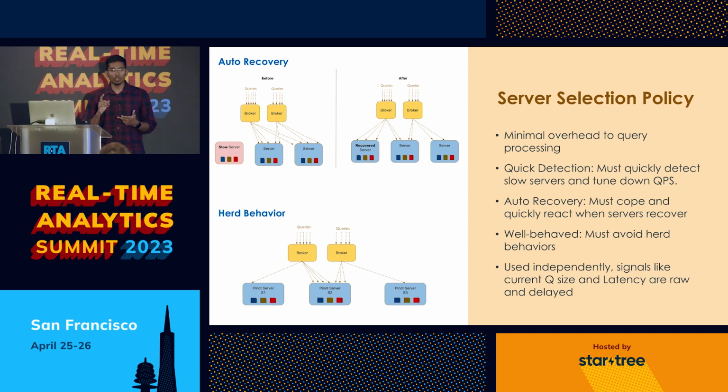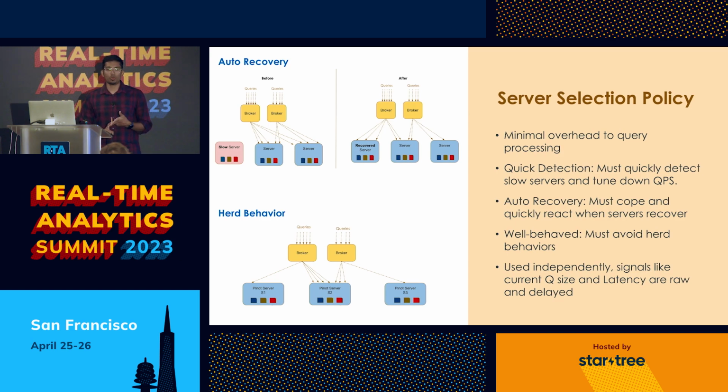So we wanted the server selection policy to be as lightweight as possible. We wanted it to be able to quickly detect when a server becomes slow and dial down the QPS appropriately for that server. And at the same time, when a server that has gone slow has come back and become normal, we want to be able to immediately dial up the QPS that we send to that server so that we are optimally using all the resources in the system.